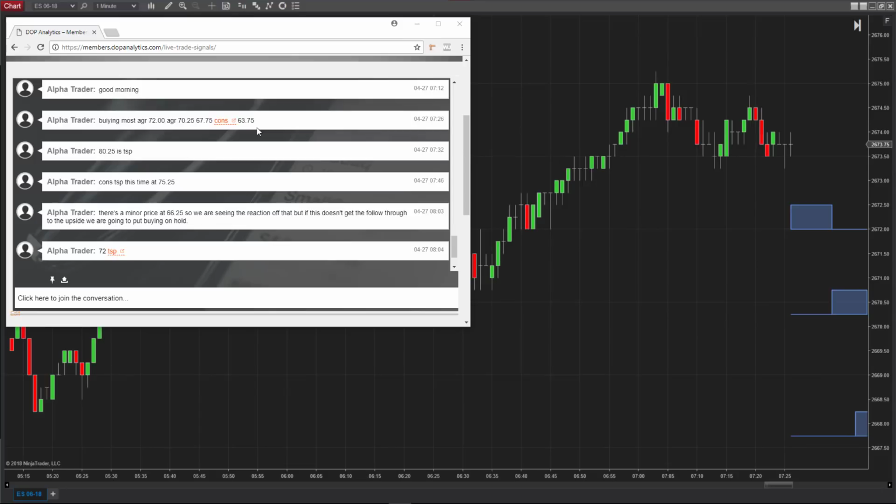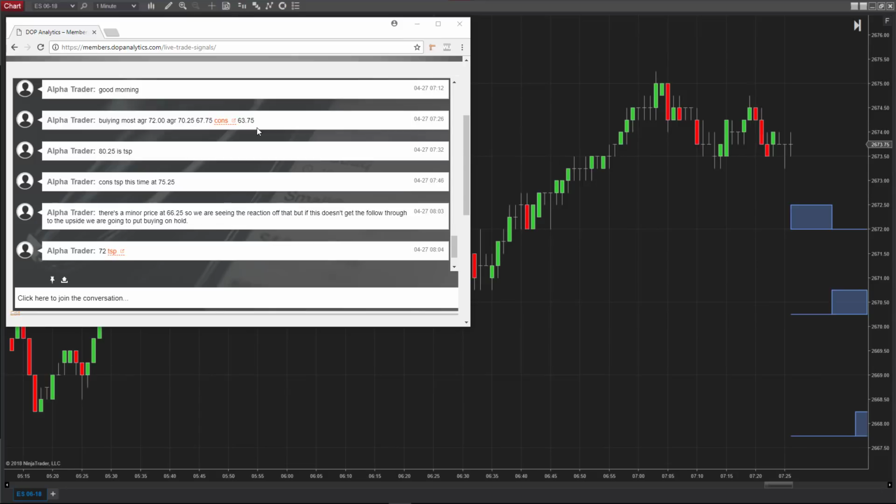Aggressive, conservative, or sometimes you might see most aggressive. All that means, it has nothing to do with you as a trader. So in other words, if you are a conservative trader, or if you are a really aggressive trader, this has nothing to do with you. This has everything to do with the trade.